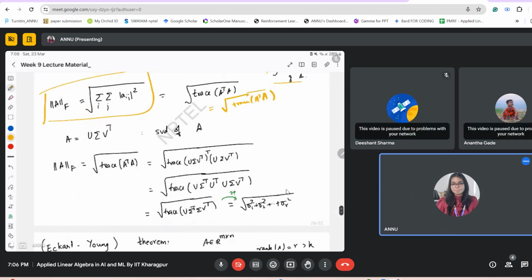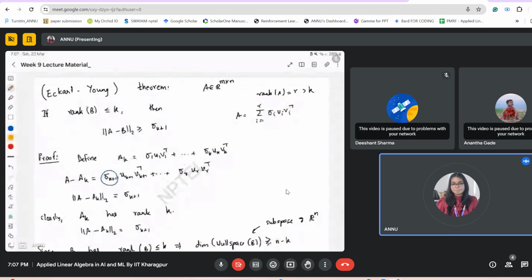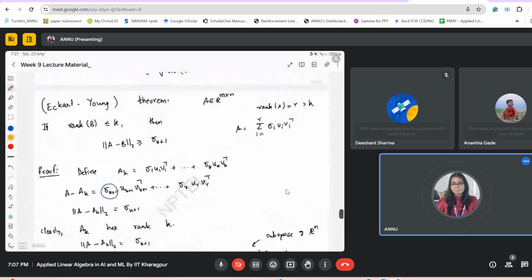The Eckart-Young theorem states that if the rank of B is less than or equal to k, then the 2-norm of A minus B should be greater than or equal to sigma k plus 1. There are some proofs for it, and this theorem is the basis for the above proof that we saw.